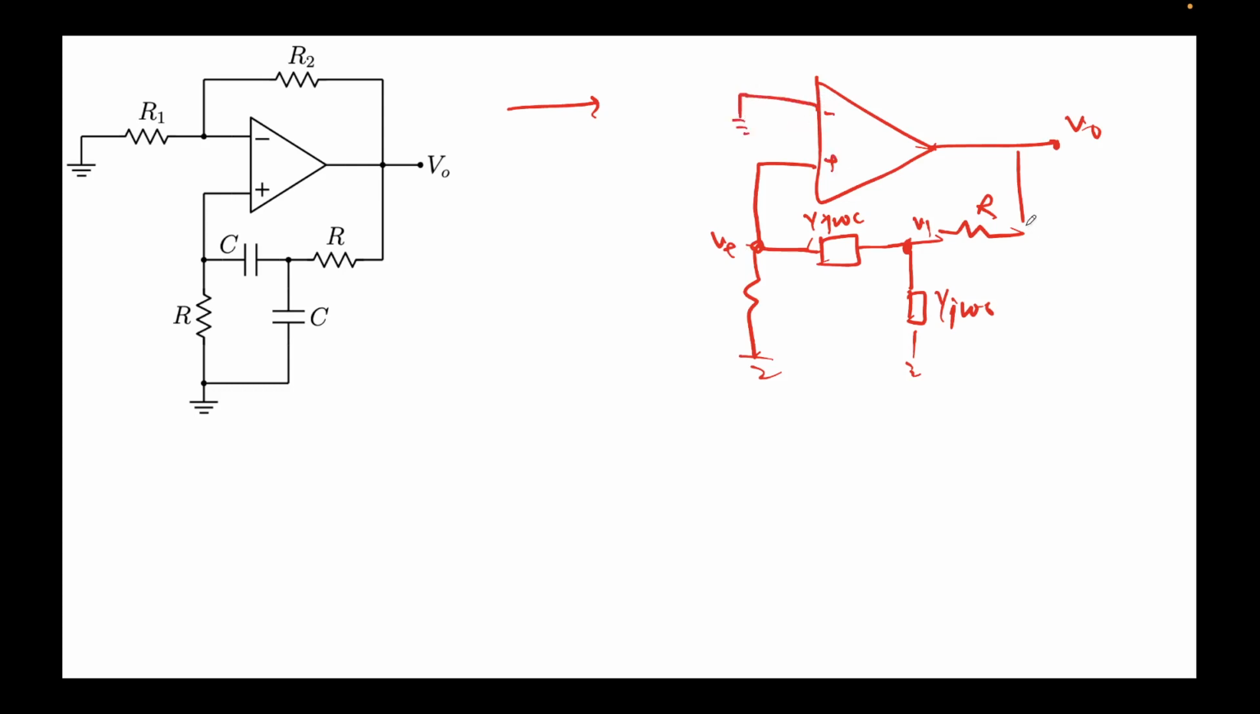When we try to analyze this, let's first apply KCL at this node. Let's do KCL at V1. Let's also name some currents, I1, I2 and I3. No current can flow here because we're assuming the input resistance is very high.